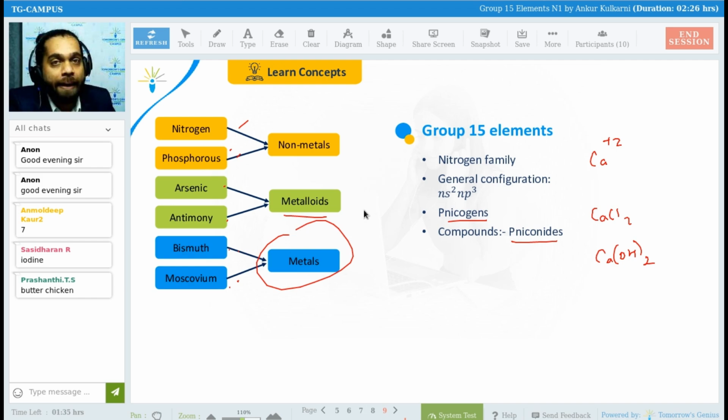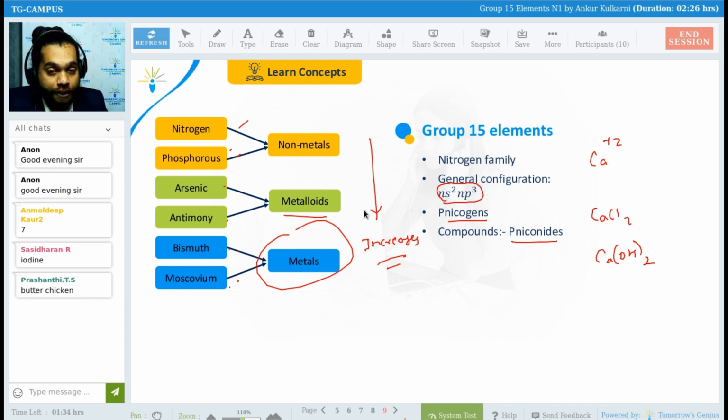So can we say, as you go down the group, from non-metal to metal, Ragul, you are going towards metal? So can we say that as you go down group 15, the metallic property increases? Write it down: the metallic property increases as you go down group 15. The general configuration we can write is ns2 np3. We have seen now, everyone knows how to write the electronic configuration.